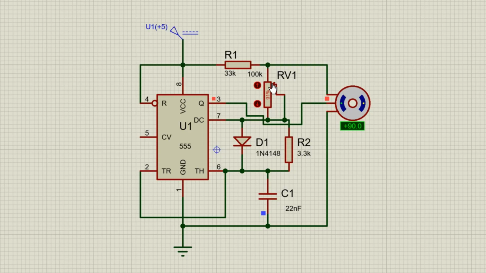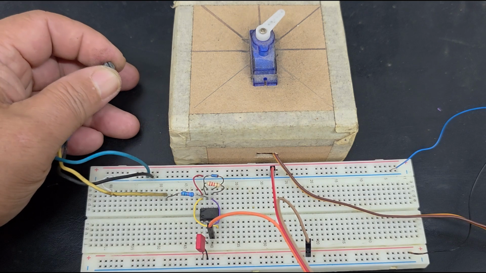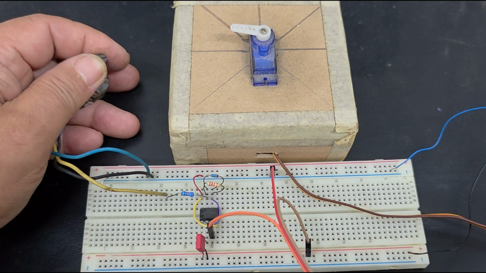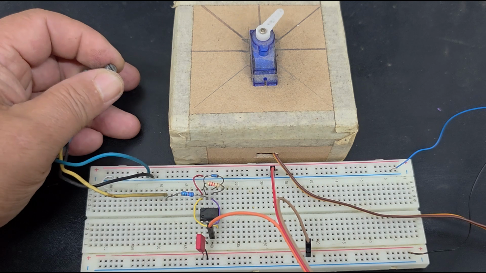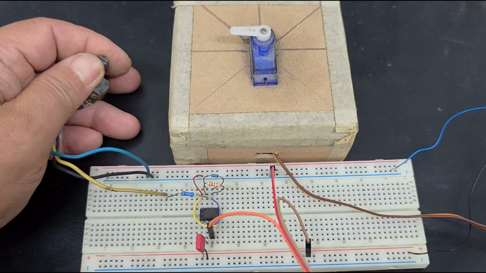Adjust the potentiometer RV1 to change the pulse width, simulating different control signals. No microcontroller needed, just a few components for quick and reliable testing. Perfect for robotics, automation, and DIY projects. Try it now and ensure your servo is ready to go.